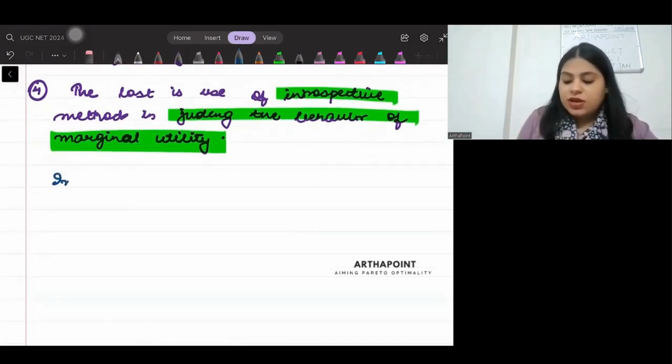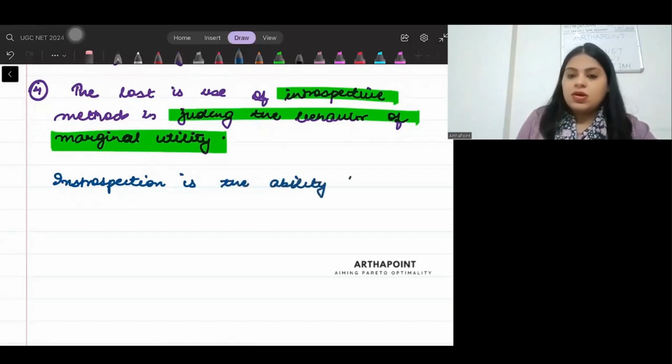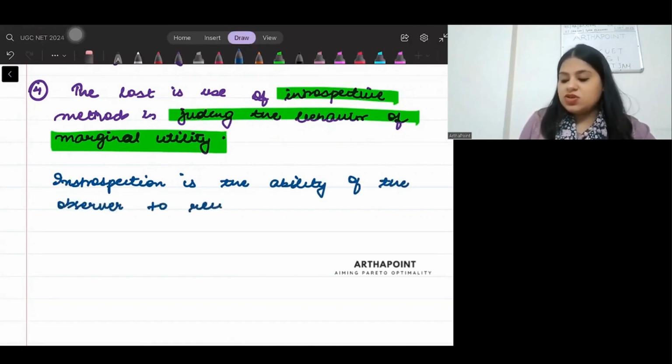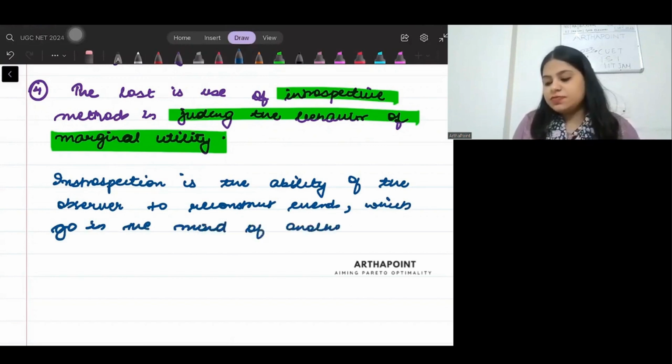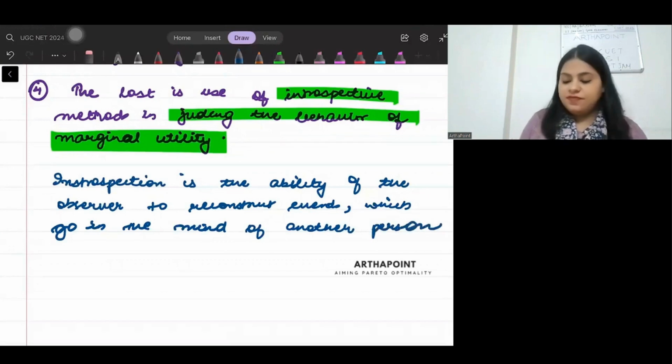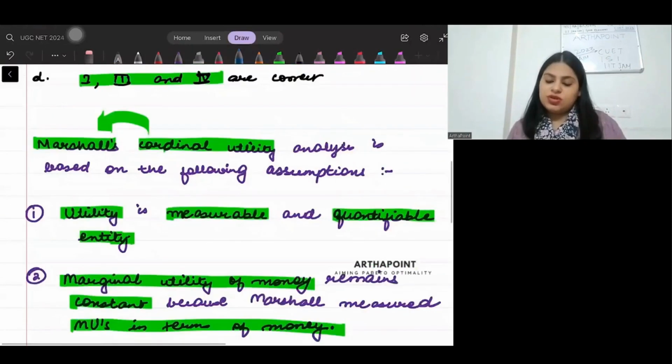So please write down here, beta. Introspection is the ability of the observer to reconstruct events which go in the mind of another person with the help of self-observation. Right?